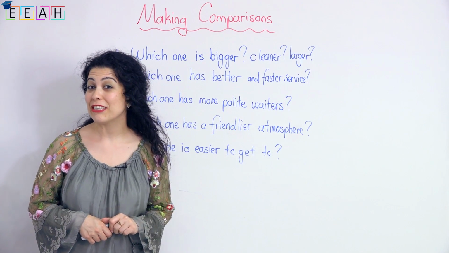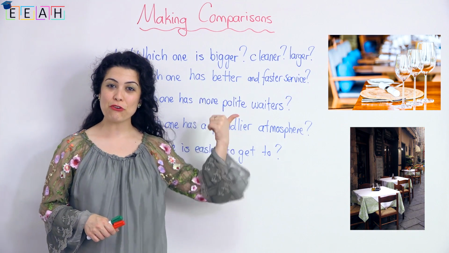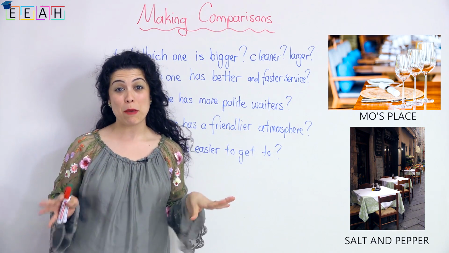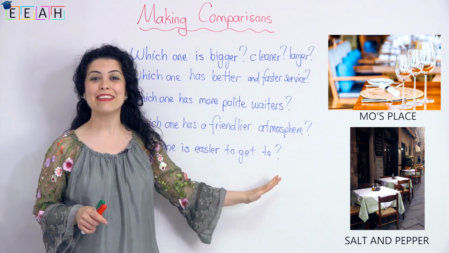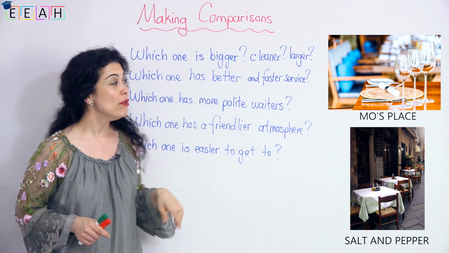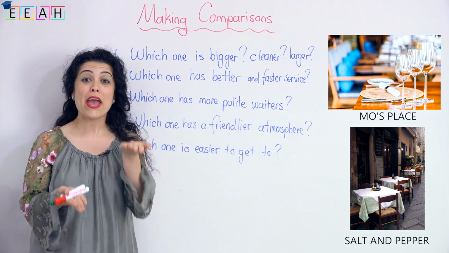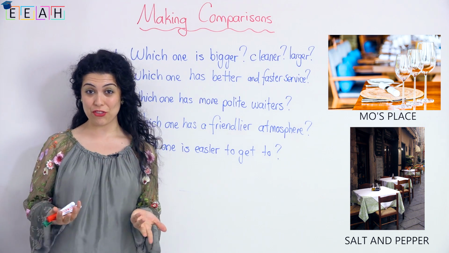Time to compare. We are comparing two restaurants. Look at the pictures. The first one is Mo's Place, and the second one is Salt and Pepper. So these are the names of the restaurants. Now, I've written down 5 questions so that you can compare these two restaurants. Let's answer the questions together.